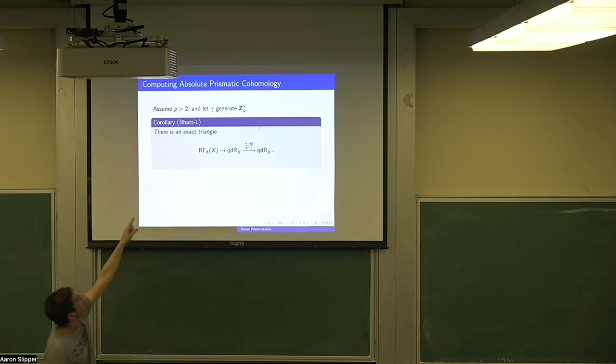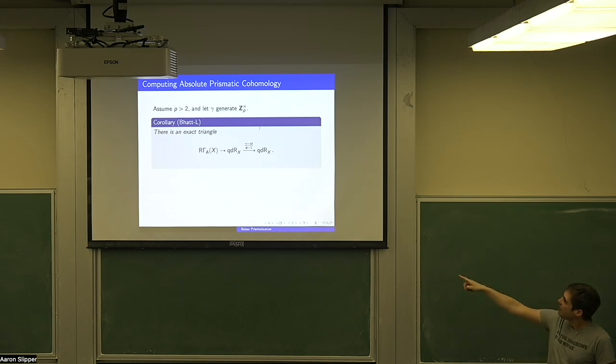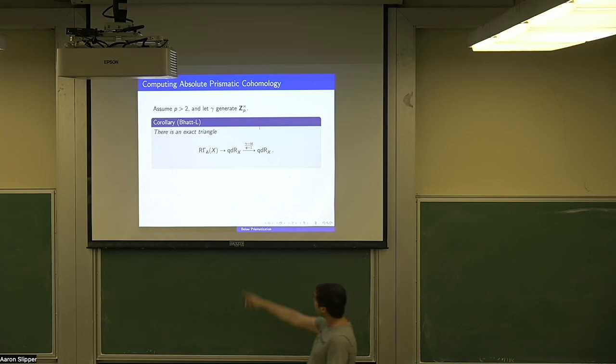So just pick your favorite generator of that group, gamma, and then look at the action of gamma on the q-de Rham complex. Now, when you set q equals 1, that becomes the trivial action. So actually, gamma minus the identity is divisible by q minus 1. And if you look at the map which is gamma minus the identity divided by q minus 1, that's a map from the q-de Rham complex to itself, the fiber of that map is what computes absolute de Rham cohomology.